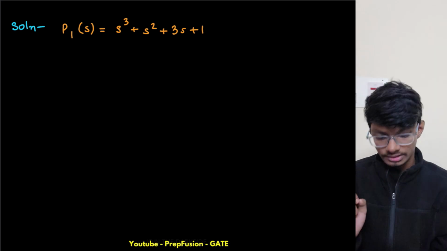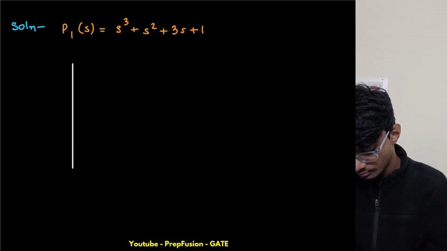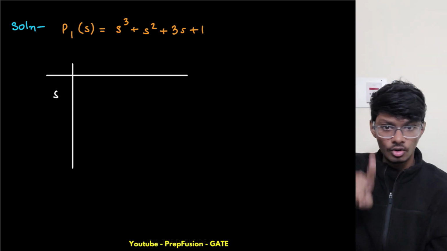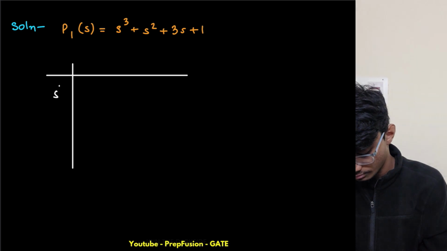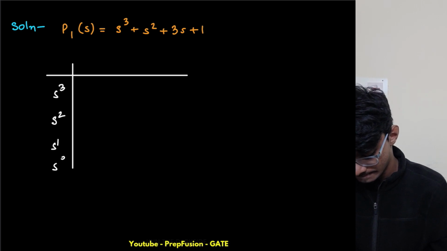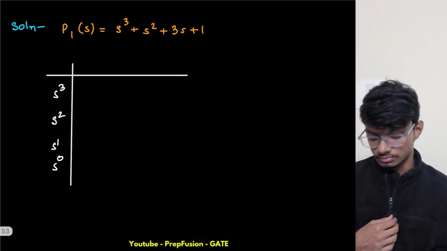Okay, so if I take this one, what do I get? I get this one like this, right? I will first write the column of all the powers of s. So this will be s cube, s squared, s to the power 1, s to the power 0.